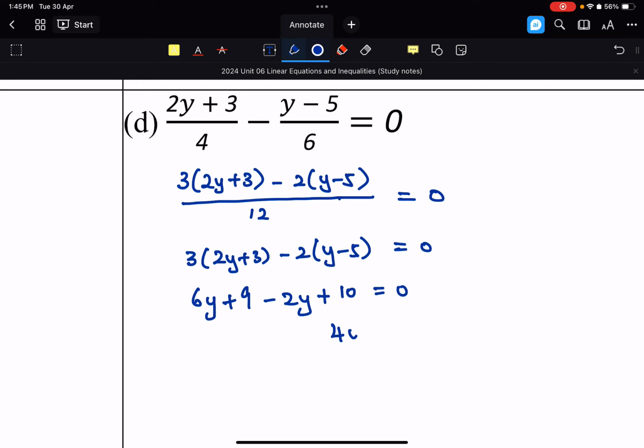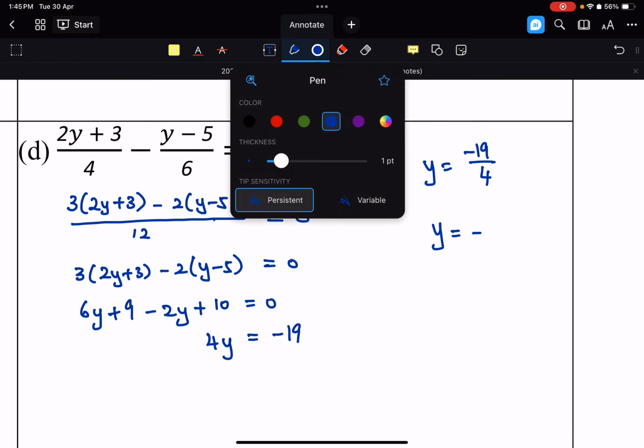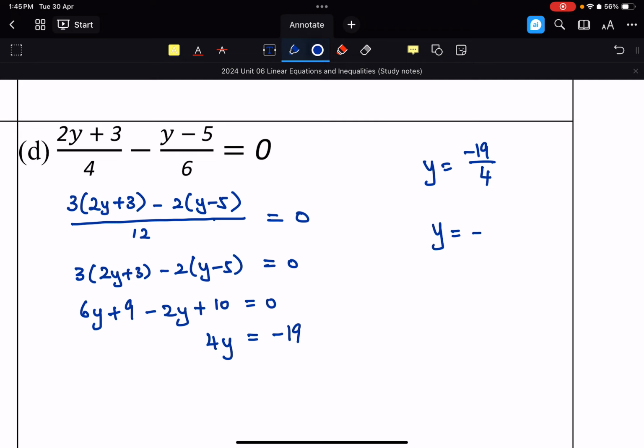So we have 4y is equal to negative 19, subtract 19, we get this. So continuing here, y is equal to negative 19 over 4. Write it in the simplest form, negative 4 and 3/4.